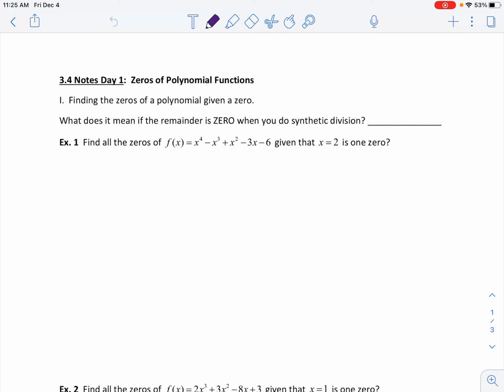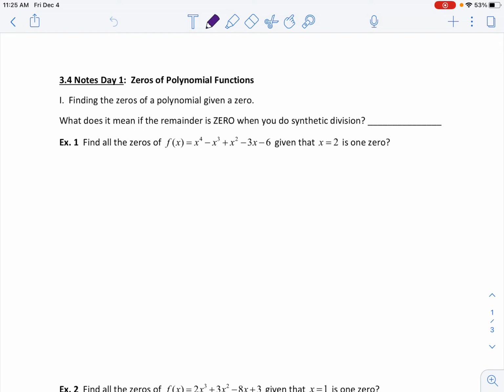Hey guys, so this is the last section of chapter 3, and we're going to be using synthetic division to find the zeros of polynomials, okay? So what does it mean? Remember when we were doing synthetic division today and yesterday, and we got a remainder of 0 sometimes, right? We got a 0 in that remainder column.